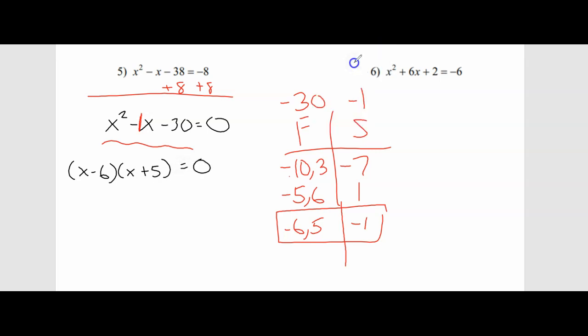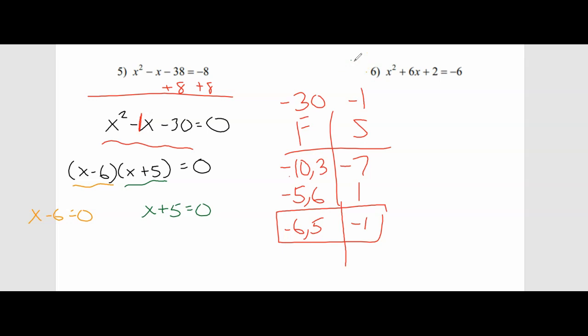Then you have your two factors. So I'm going to have x minus 6 is equal to 0, and I'm going to have x plus 5 is equal to 0. I'm just going to solve both of these. And again, a lot of these are going to be very straightforward equations to solve, right?